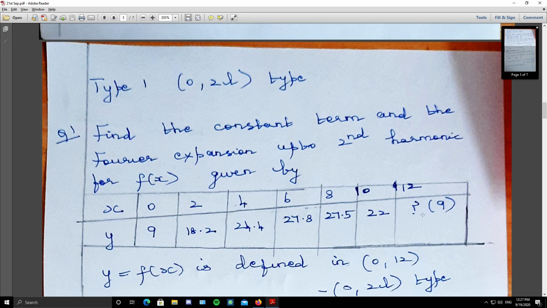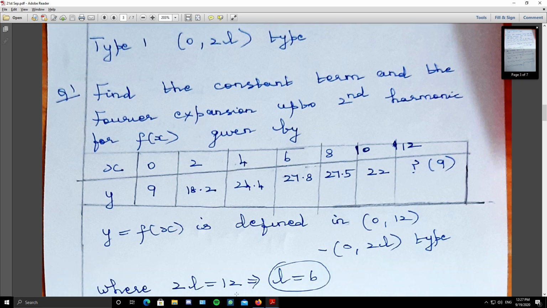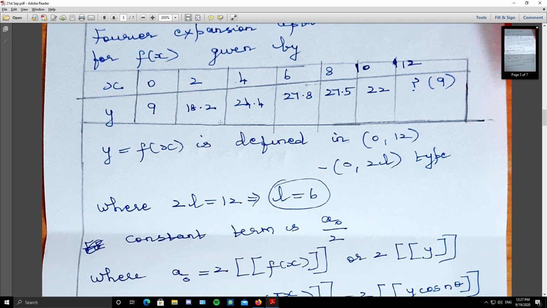So first thing, I repeat, given a table, you check whether the table is complete. The table is complete only when the values of y at the endpoints are same. If they are not same, complete the table. This is the first thing you have to do. Now y equals f of x is defined in the interval 0 to 12. So it is 0 to L type. So 2L is 12, L is 6. So it is given Fourier expansion, 0 to L type, where L is 6.